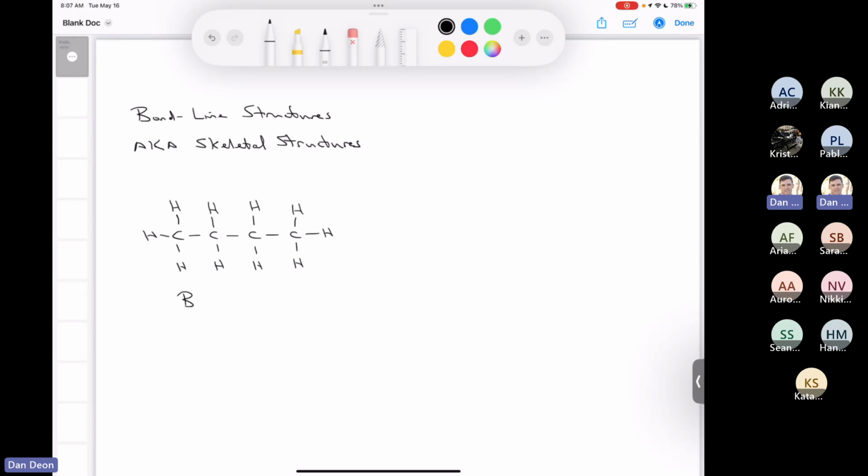So again, this is butane. And the answer is yes. There's a few things we could do. We can condense the structure. So that means we could take the structure and we could condense it.